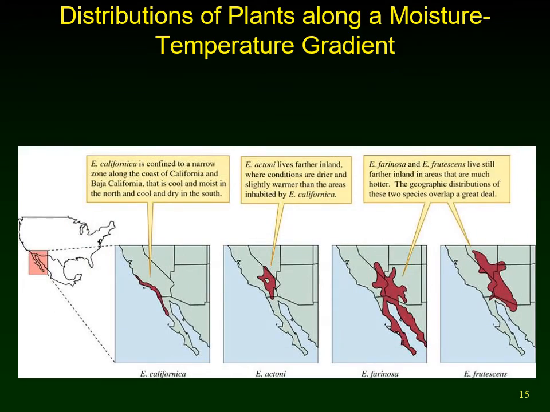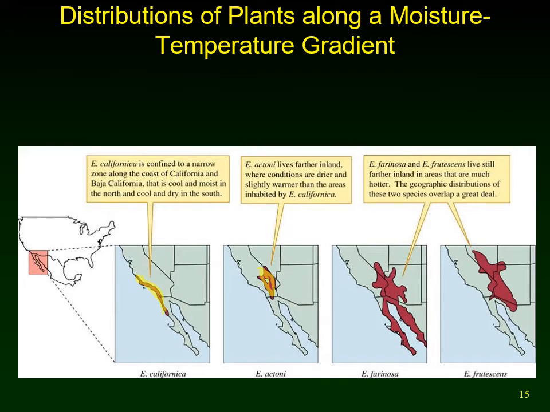If we look at the distribution of the different species of Encelia, we can find that they are found from the coast of California all the way into the Arizona deserts, and we have basically the Californica species living in the cooler weather along the California coast. So it's a little bit cooler and moister in the north and cool and dry in the south. Then the Actoni is further inland, so you find the Actoni where it's a little bit drier and warmer.